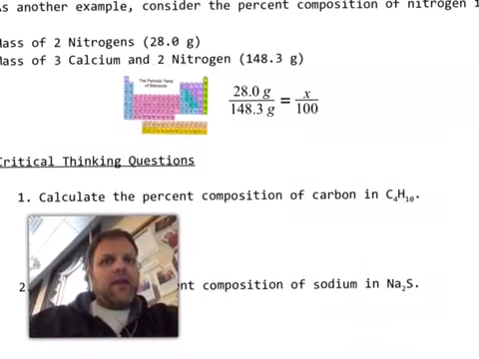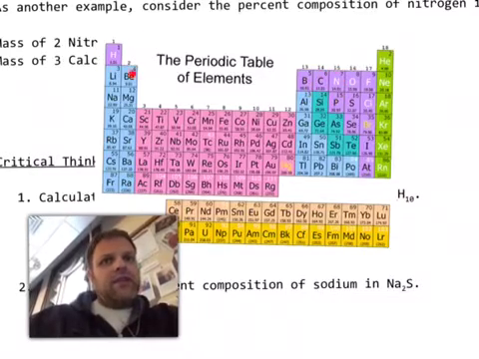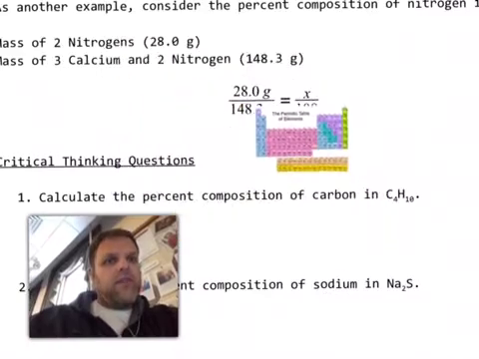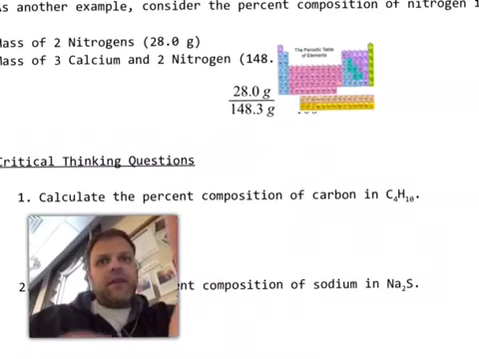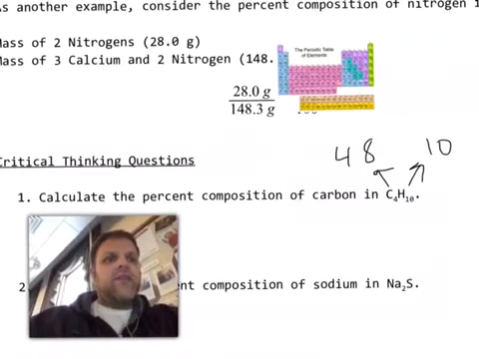Okay, and I've got my handy dandy periodic table over here, and I noticed that C has a molar mass of 12, and H has a molar mass of 1 gram per mole. I can use that information right in this problem. So first of all, there's 4 C's, and each one has a molar mass of 12, so that's a total of 48. And the hydrogens have a total molar mass of 10 grams per mole.